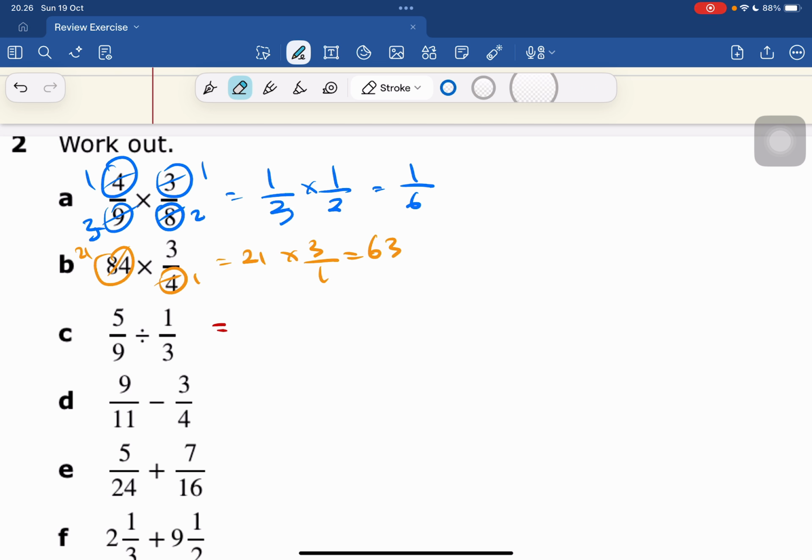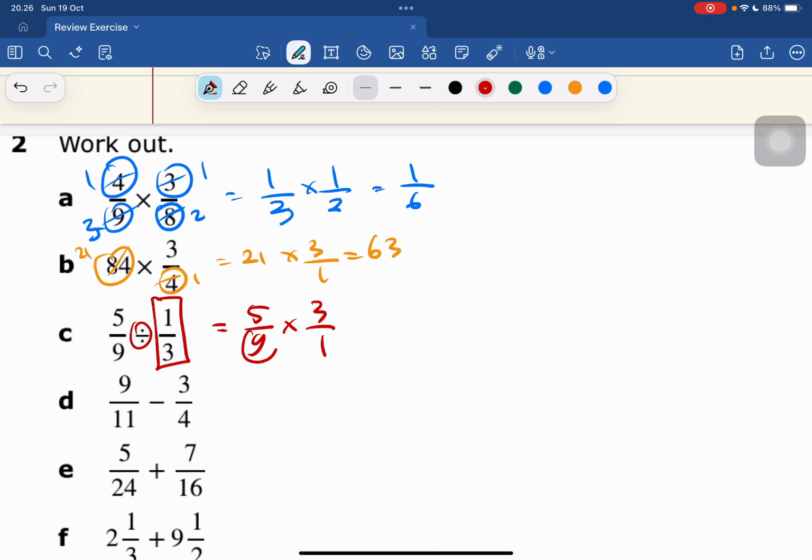Next, we need to flip. So 5 over 9, change it into multiplication and flip, 3 over 1. We can divide by 3, giving 1 over 3. So this is 5 times 1 over 3 times 1. The answer is going to be 5 over 3.